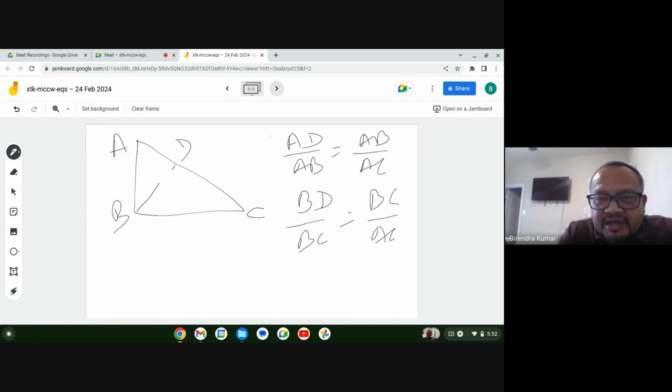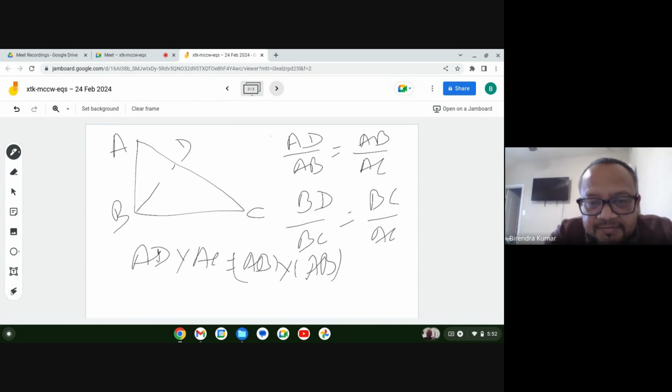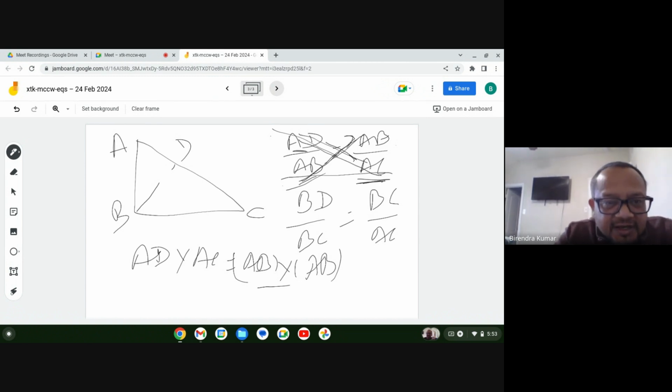How will you simplify this? Can you say AD into AC equal to AB into AB? Yeah, from this one I have just simplified this. This is how this goes upward, this goes this way. I'm making this guy go this side, so this goes up, and this guy comes this side, this goes up from here. So AB into AB will be AD into AC. This is fine.